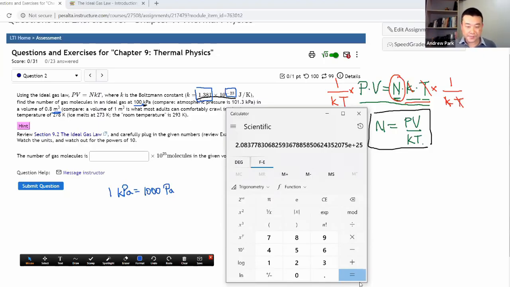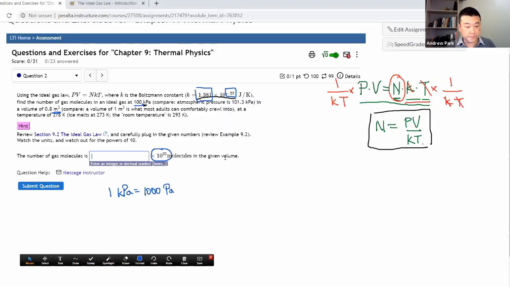This actually makes it a little bit easier, because in scientific notation I can see that the number is 2.08, and then in E notation, times 10 to the power of 25. I see that my question text already has times 10 to the power of 25. So really the only thing I need to put in here is the leading part, 2.08. That should be the correct answer. Let me put it in.